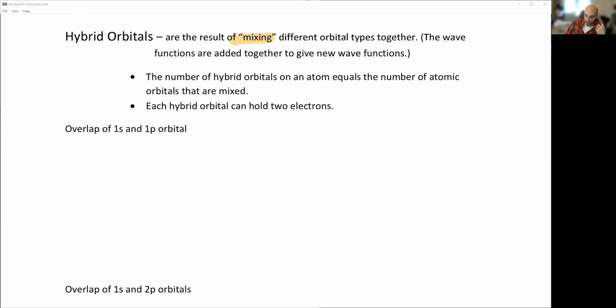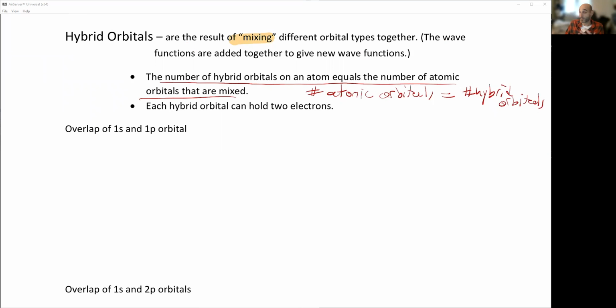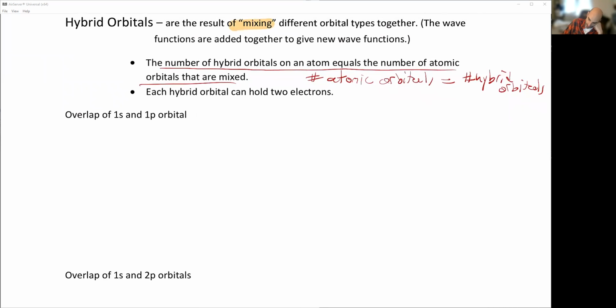So first of all, the most important thing about this is the number of hybrid orbitals equals the number of atomic orbitals that are mixed. So number of atomic orbitals equals number of hybrid orbitals. So when we combine some orbitals, make sure that you have the same coming out. So let's take a look at what happens when I create these hybrid orbitals.